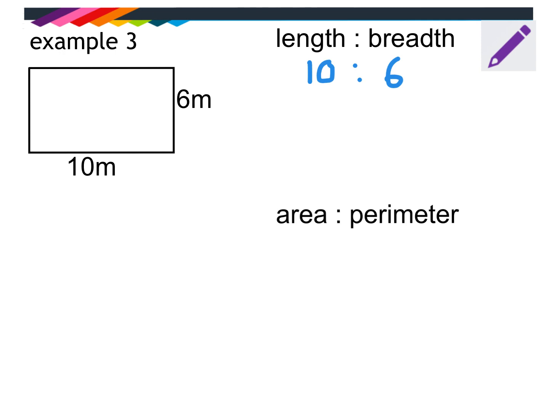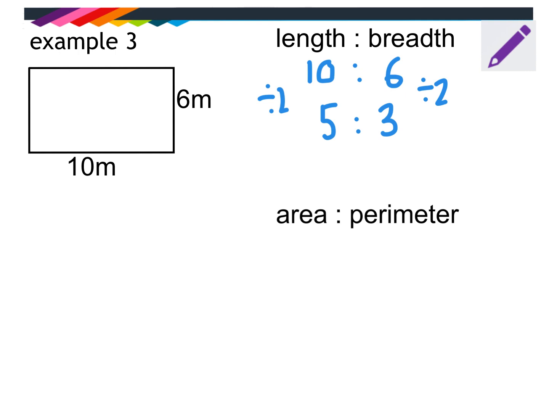Units don't matter in the ratio for your final answer, but if they are given in different units, then we have to play around with them first. So no units in my answer, it's just 10 to 6. Now they are both hopefully in the 2 times table. Do you spot that? So we're going to divide both those numbers by 2, and that will give you 5 to 3. Now with the same rectangle, I'm going to complicate it.